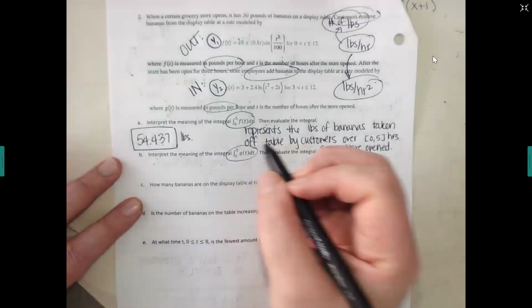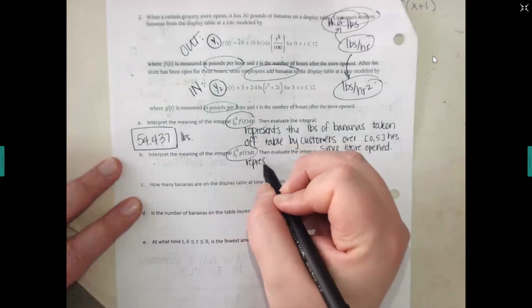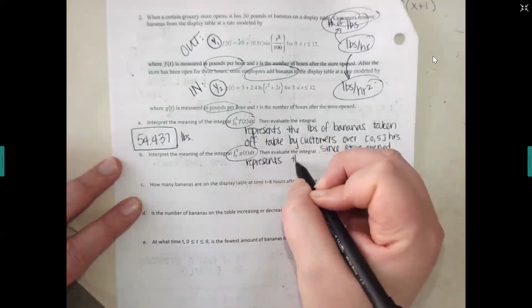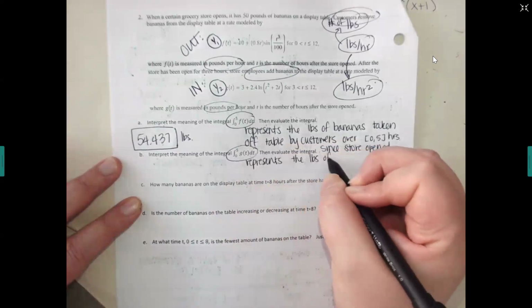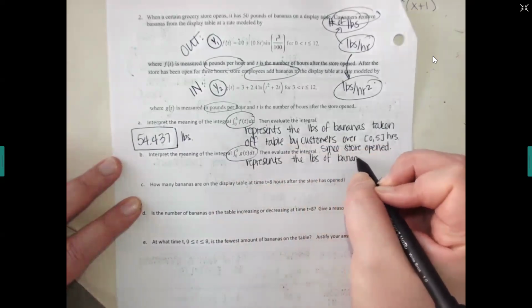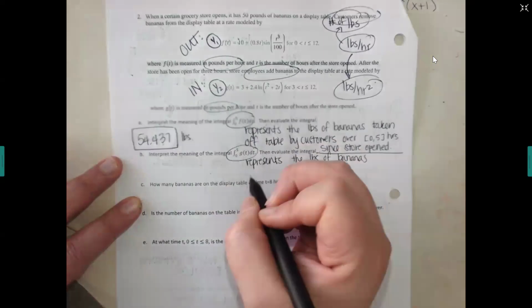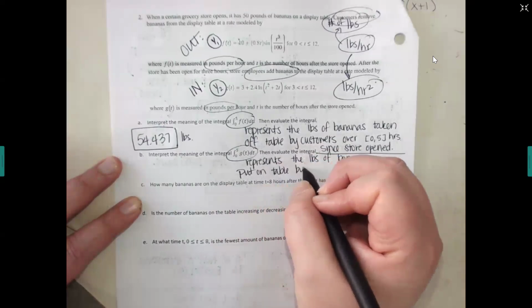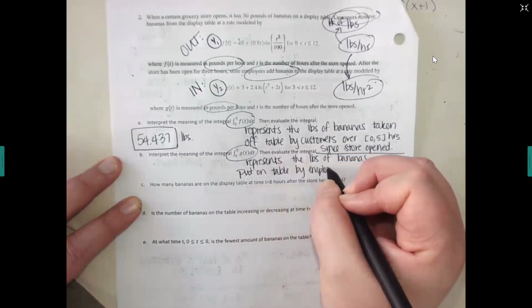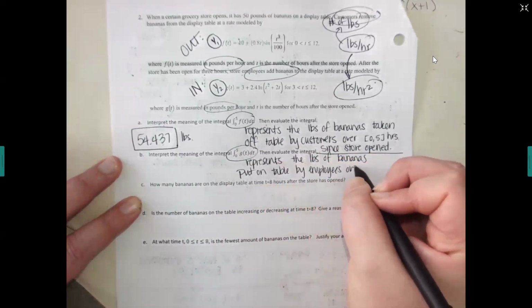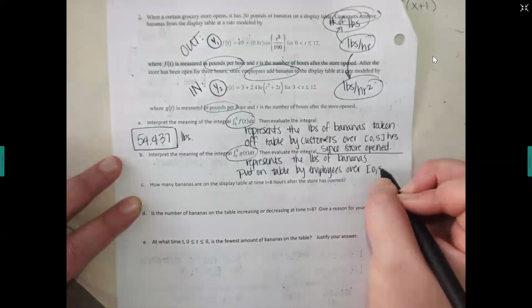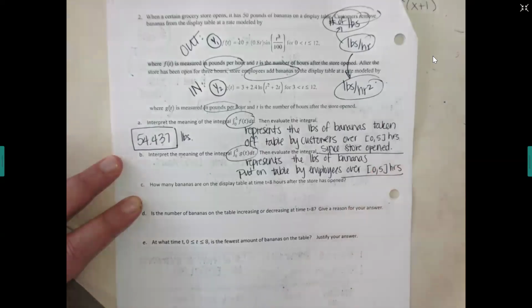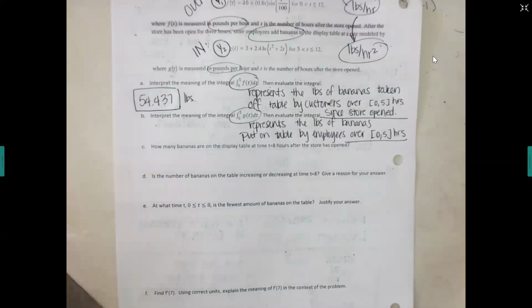Okay, so let's write our represents first. This would be the pounds of bananas put on the table by the employees over 0 to 5 hours. Okay. Now, don't type this one into the calculator just yet.